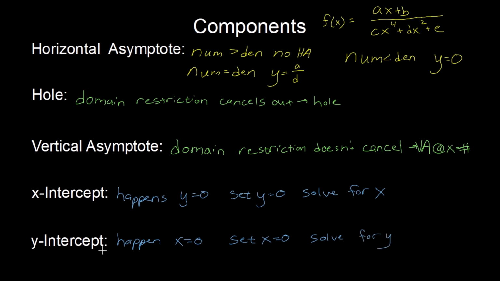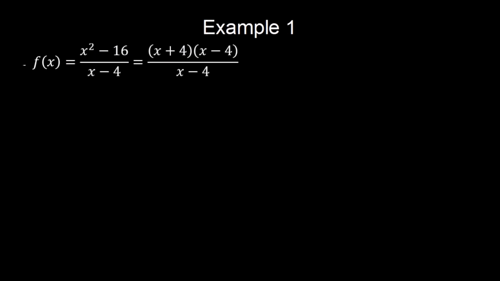So what we're going to do on this next is discover an example problem and find all of these pieces so that we can eventually graph it. So here I have an example for you, and you'll notice that I've actually written it two different ways.